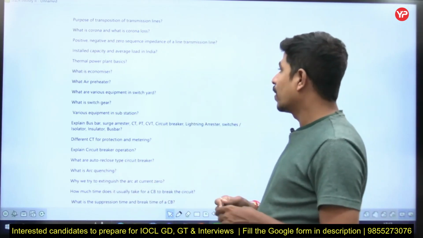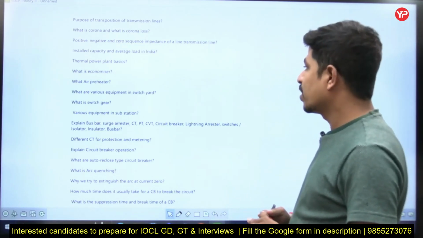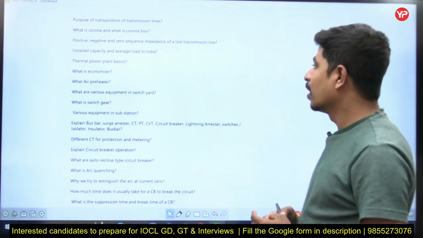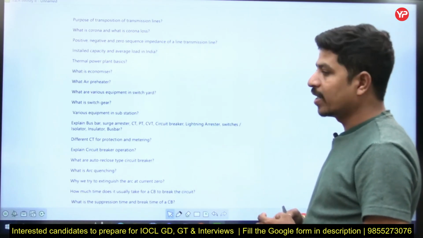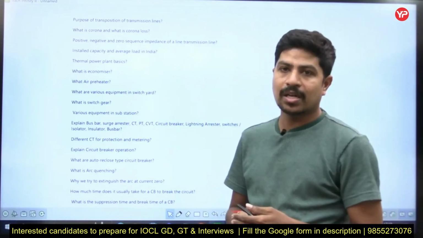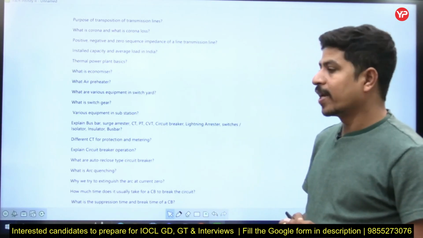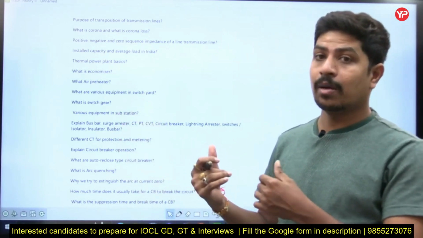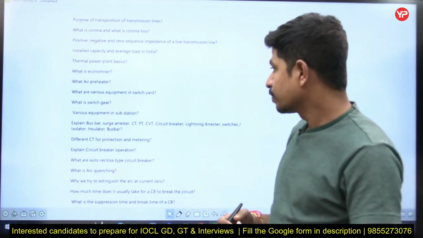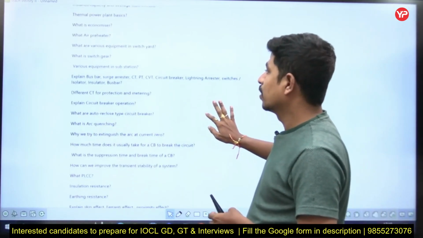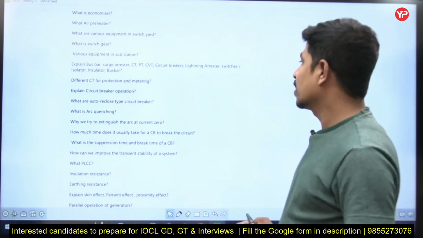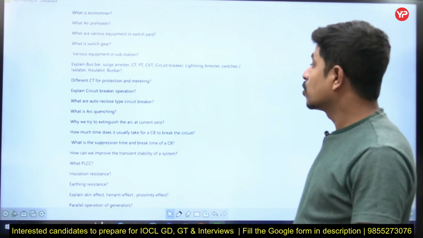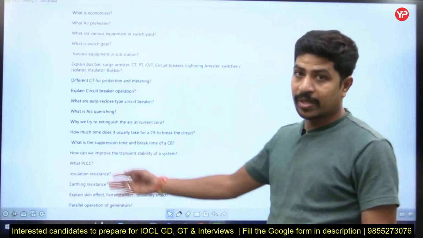Next, thermal power plant basics. Next, what is an economizer, what is an air preheater. This is the generation part. What is an economizer, what is an air preheater, and what are the various equipments in the switchyard. In the switchyard, what are the various equipments that are used. Next, what is switchgear. Protection devices, protection equipments: generation, transmission and protection are very important, right? Next, various equipment in the substation. Next, explain busbar, surge arrestor, CT, PT, CVT, circuit breaker, lightning arrestor, switches, isolator, insulator. He asked to explain about these things.